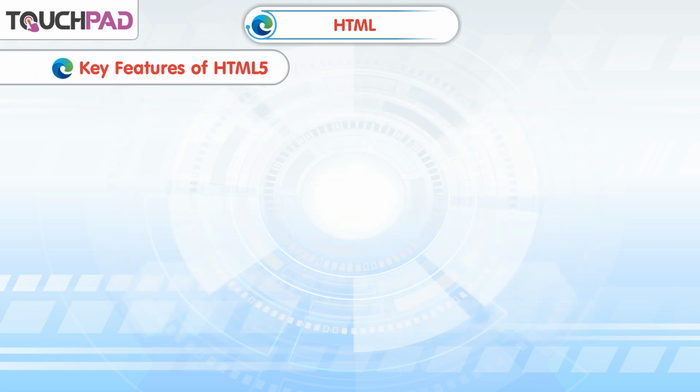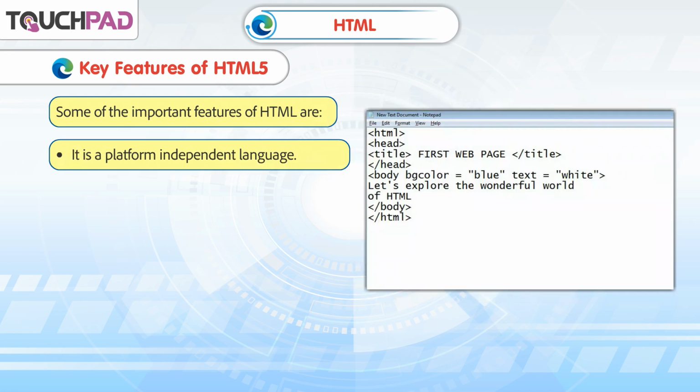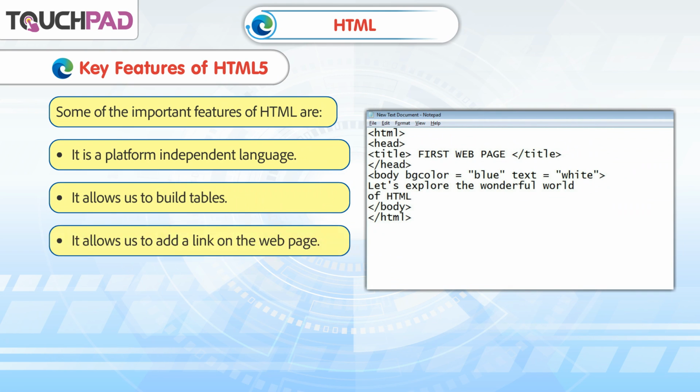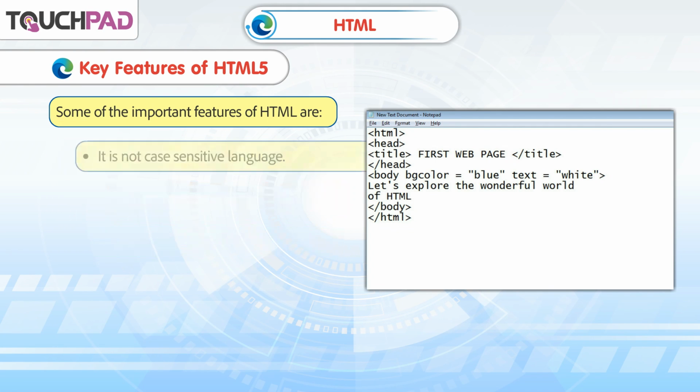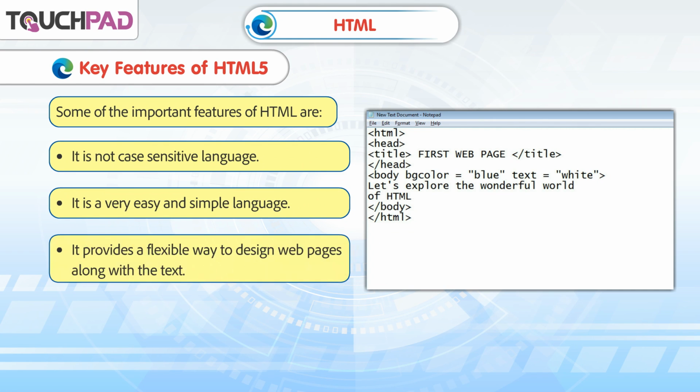Key features of HTML5. Some of the important features of HTML are: it is a platform-independent language. It allows us to build tables. It allows us to add a link on the web page. It is not a case-sensitive language. It is a very easy and simple language. It provides a flexible way to design web pages along with the text.